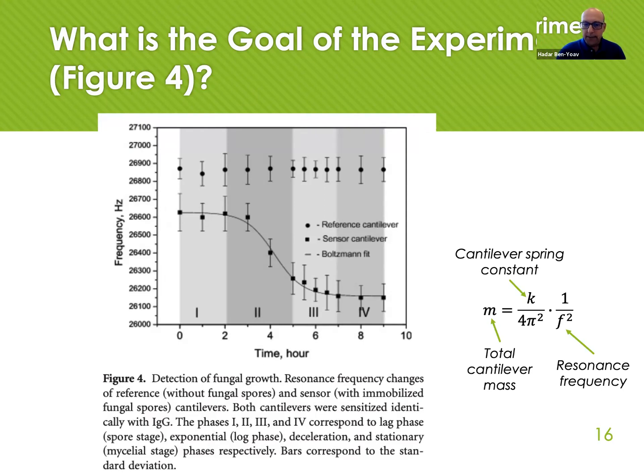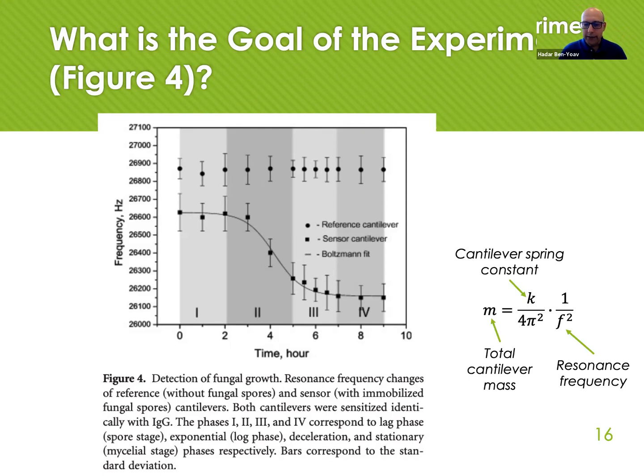So the first experiment is the control experiment, the reference cantilever. It's a cantilever with the antibody, but no spores. Only antibody. And you can see that over time, the resonance frequency stays the same. It makes sense because the mass doesn't change. We don't have any spores there, it's only the antibody.